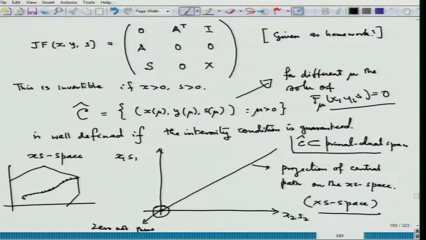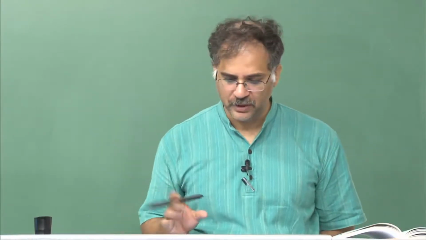This formalism of projecting the central path into the XS space has very important ramifications when we will study, for example, 2 or 3 different types of path following methods.